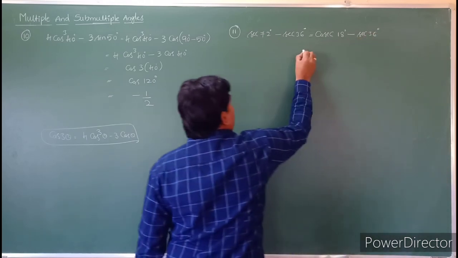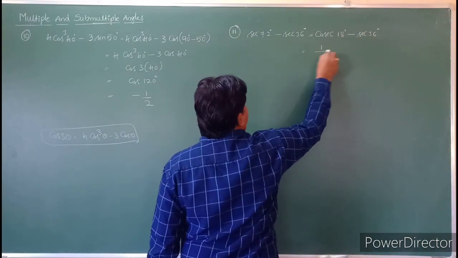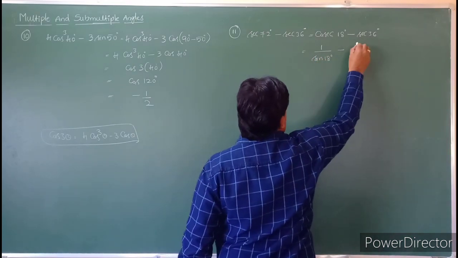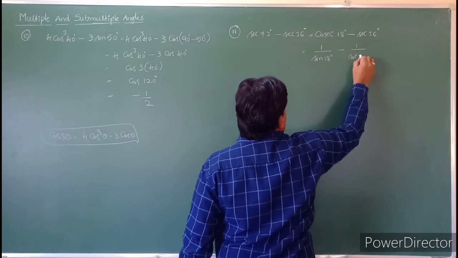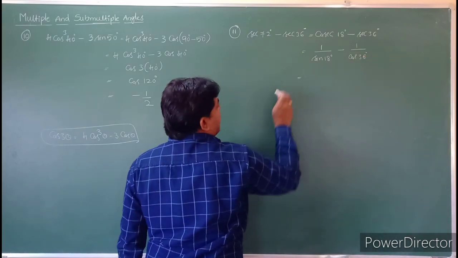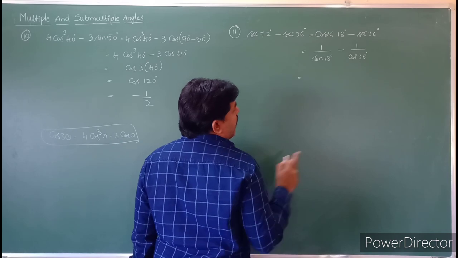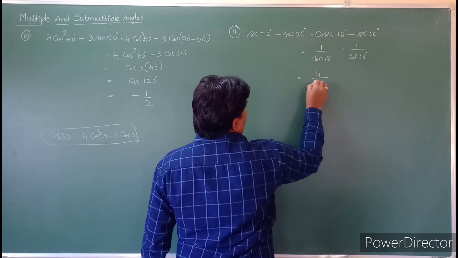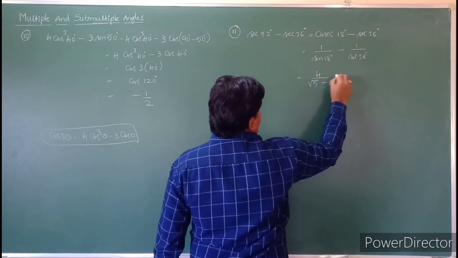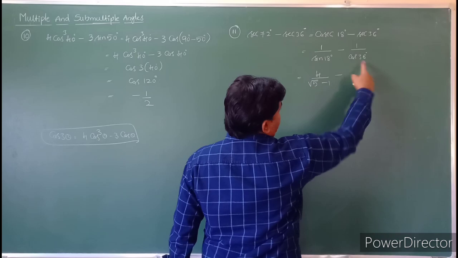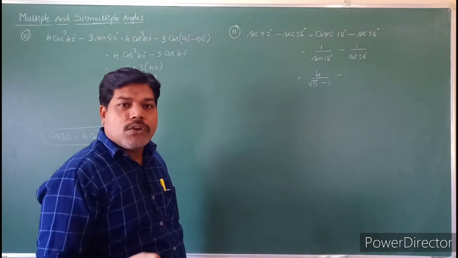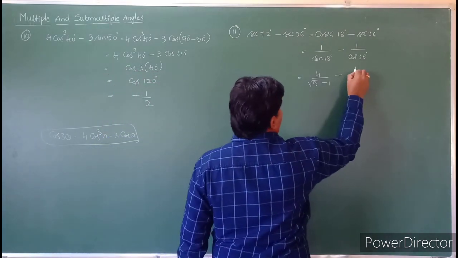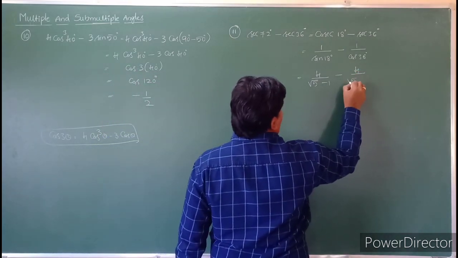secant 36. What is the meaning of cosecant? Cosecant is the reciprocal of sine, and secant is the reciprocal of cos. So what is the sin 18 formula? Sin 18 is root 5 minus 1 by 4. The reciprocal is 4 by root 5 minus 1, minus, what is the cos 36 formula, students? Root 5 plus 1 by 4. Taking the reciprocal, it becomes 4 by root 5 plus 1.